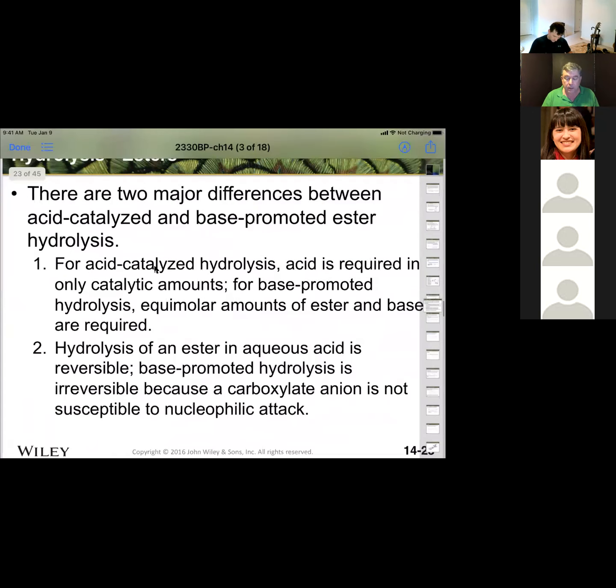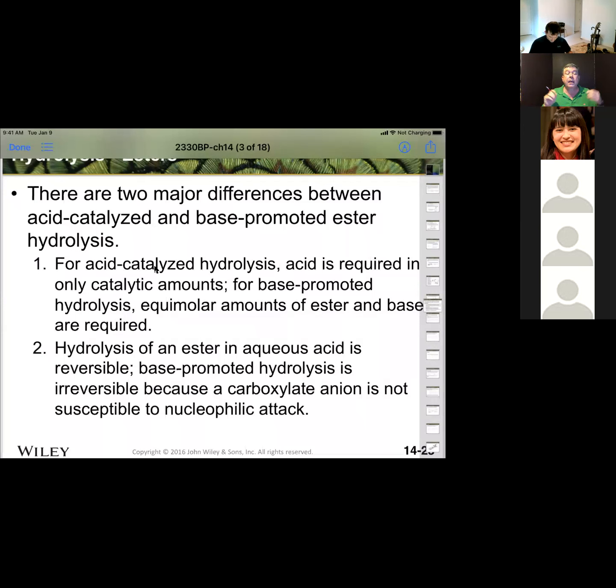Okay. So there's two major differences between the acid catalyzed or base promoted. One is the acid catalyzed just takes a drop and a bunch of water, okay? And it'll create equal molar amounts of the ester and the carboxylic acid. Okay. In the base promoted, we have to use an entire equivalent of base, and it's going to generate an equal amount of the carboxylic acid salt and the alcohol.